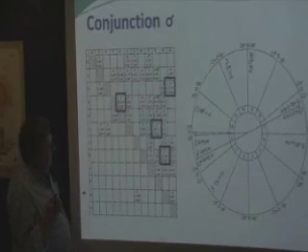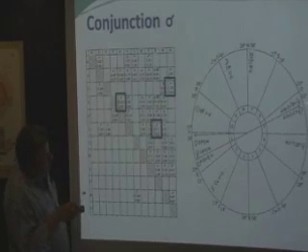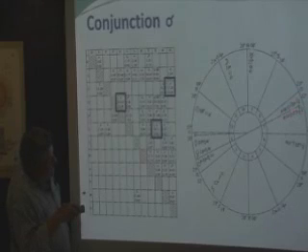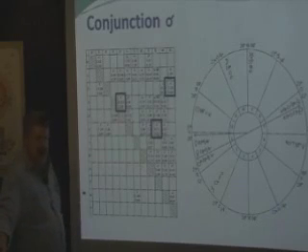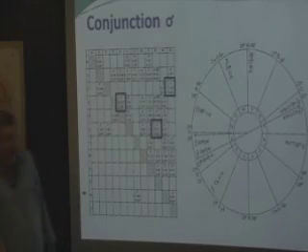Jupiter-Pluto conjunction, 17 Taurus 53 to 20 Taurus 10. So it's 2 degrees and 17 minutes apart. That's really close. It's also in an angular house.